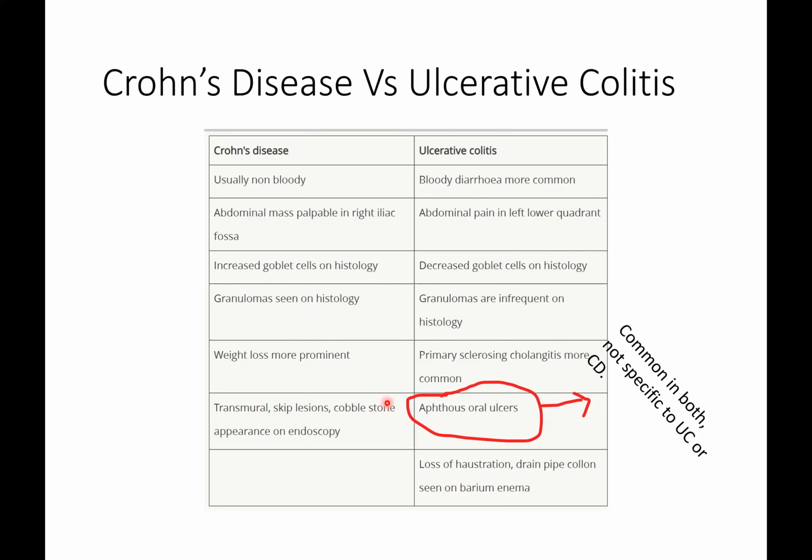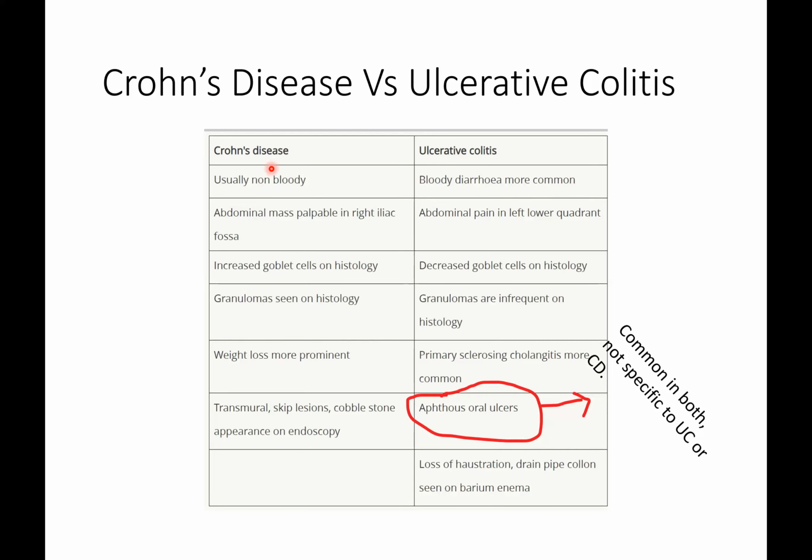An important point here is that aphthous ulcers can be present in both, so they're not specific to one of them. Another important point that you need to know is that in exams, when there is diarrhea and you're suspecting an inflammatory bowel disease, and the diarrhea is non-bloody, you're most likely going to think about Crohn's disease.